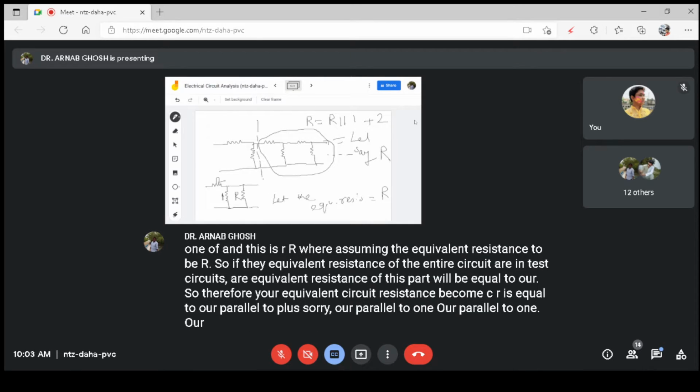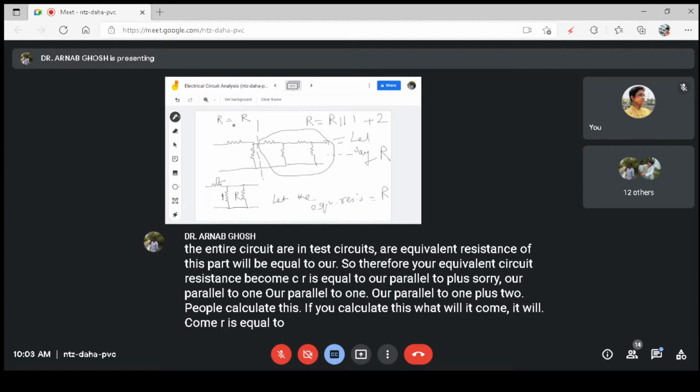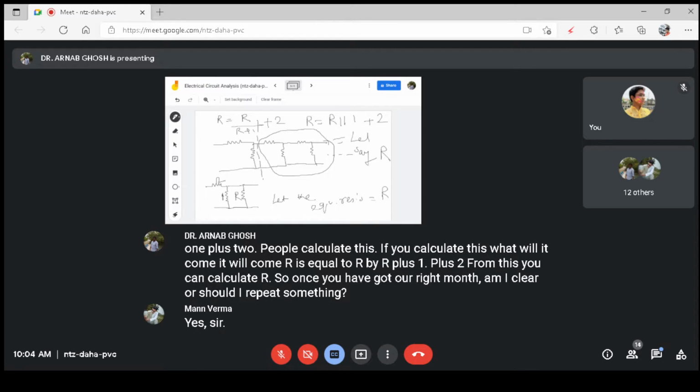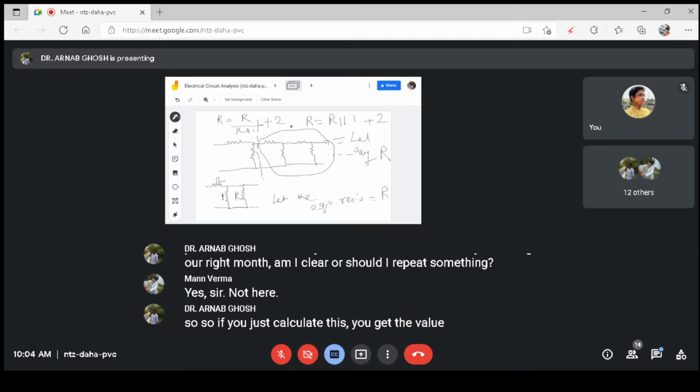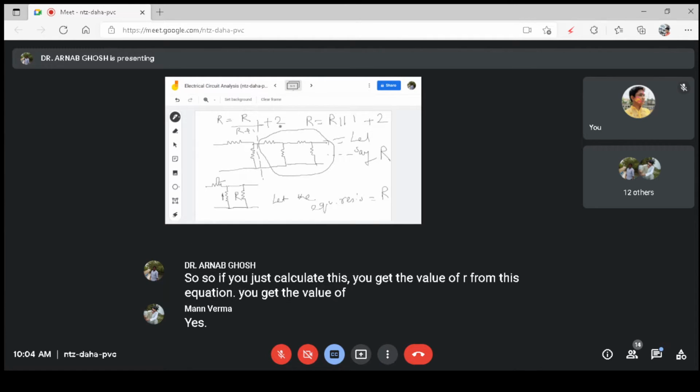If you calculate this, what will it come? It will come R is equal to R by R plus 1. This you can calculate R. So once you have got R, right? Am I clear or should I repeat something? You get the value of R from this equation.